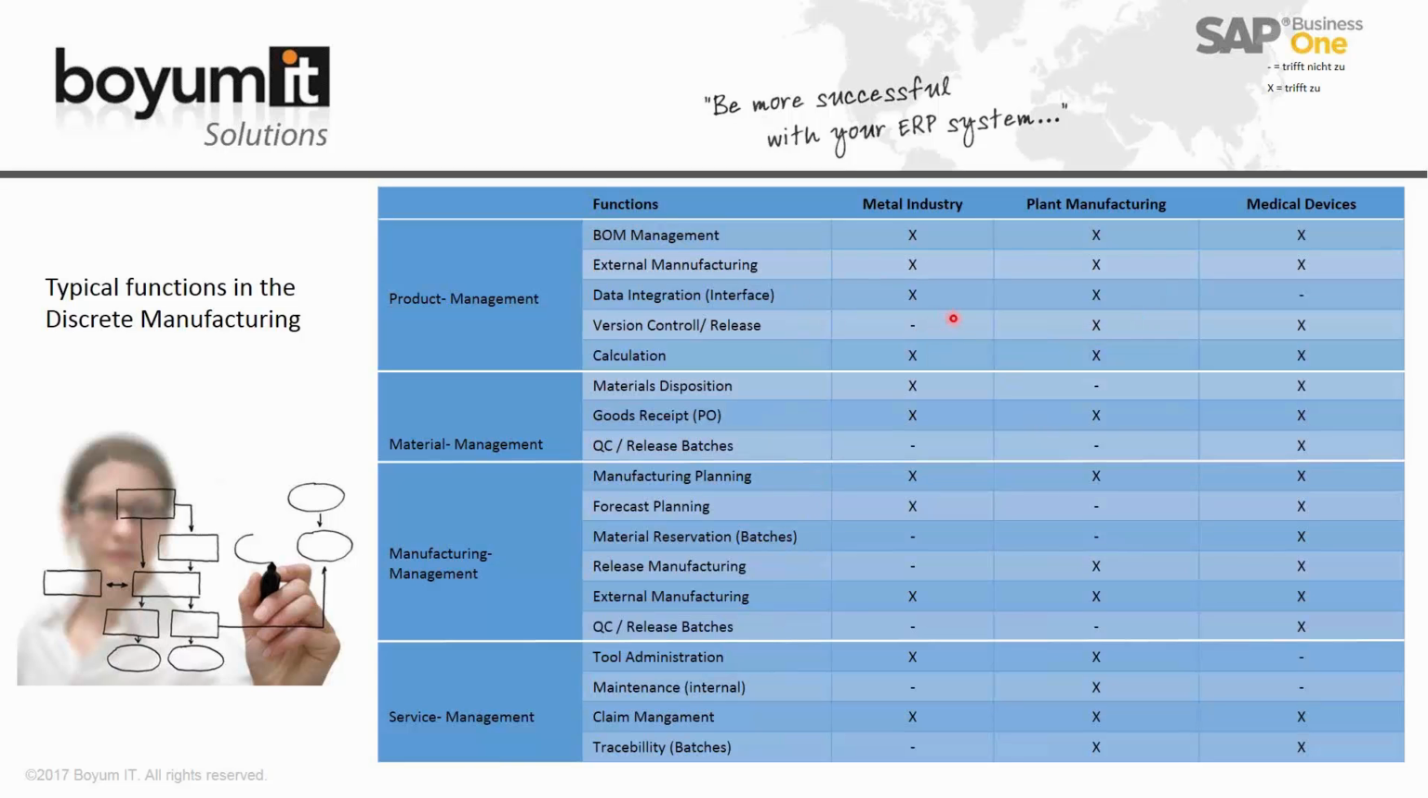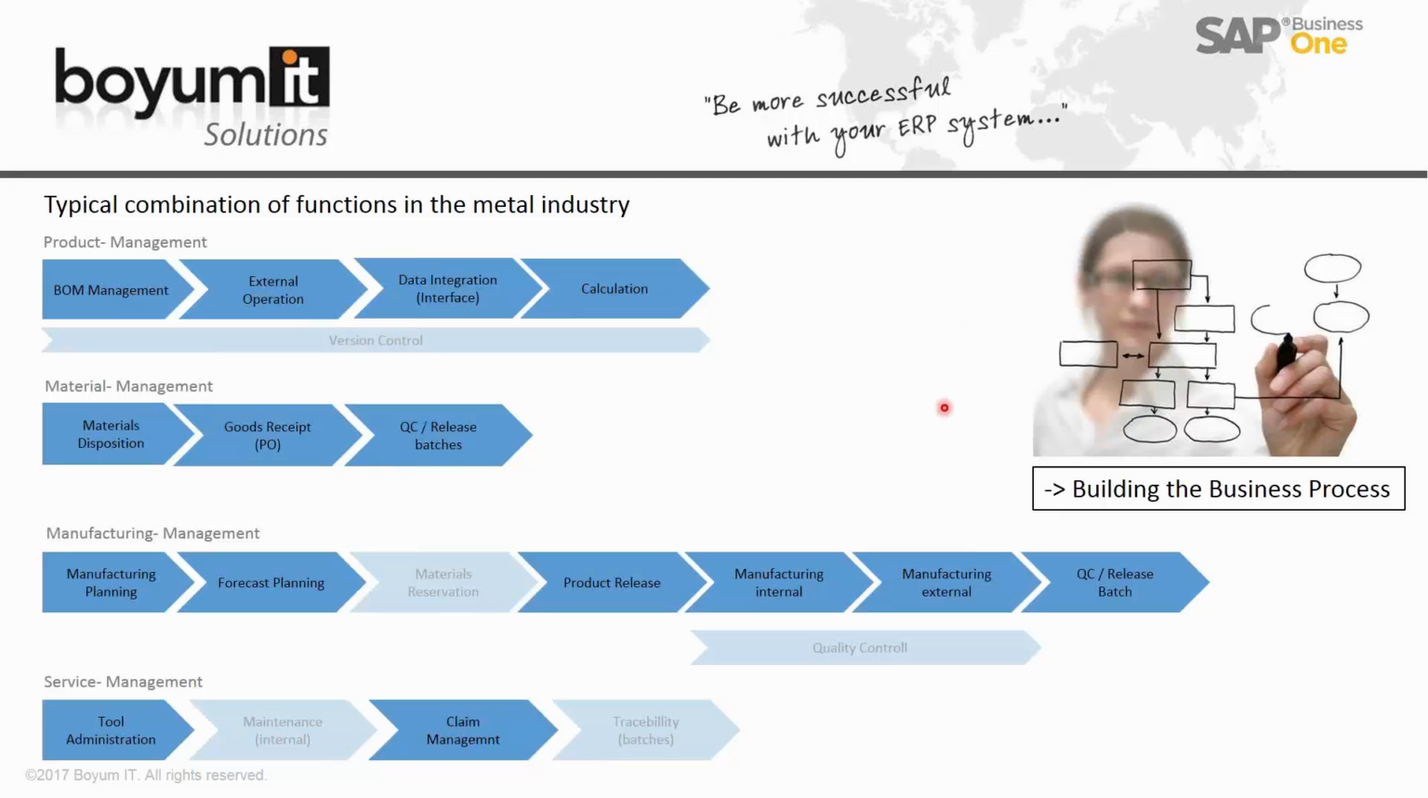And also here, we then start to build our process. In this case, the metal industry will be an example. And for the metal industry, you also see here which functions you need or maybe do not need. But it's also here again the idea of building the business process.